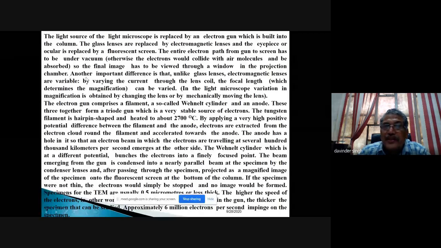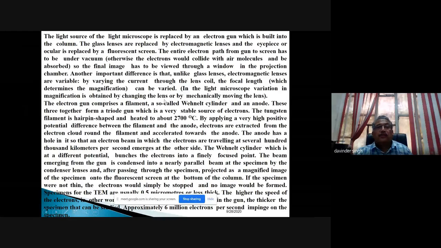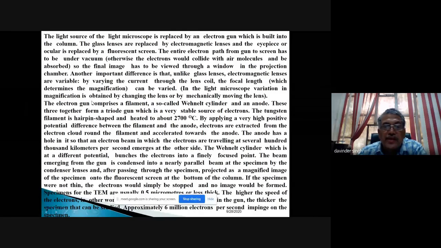Okay. Another important difference is that, unlike glass lenses, electromagnetic lenses are variable. By varying the current through the lens coil, the focal length can be changed and the magnification can change. In a light microscope, the magnification is varied by changing the lens or mechanically moving the lens. But in this case, you just change the current, and you can change the focusing and anything else. Okay, so detail may be given here, but I think you can go further.